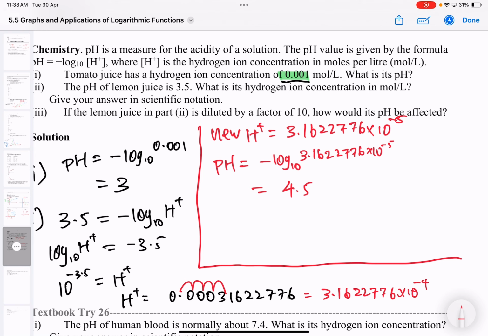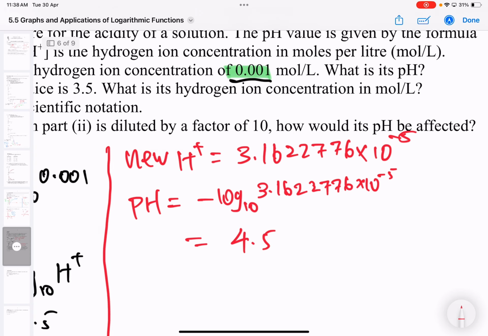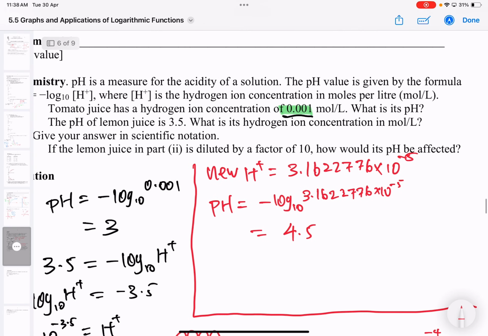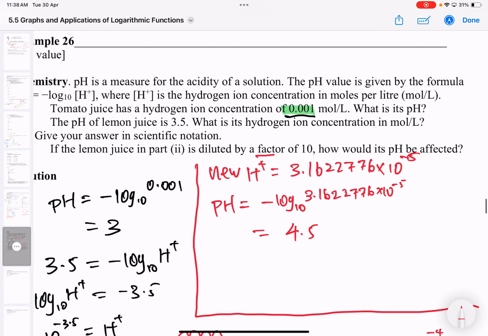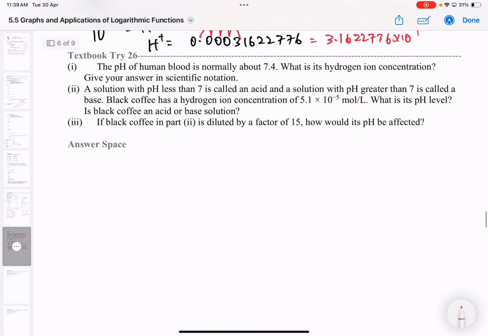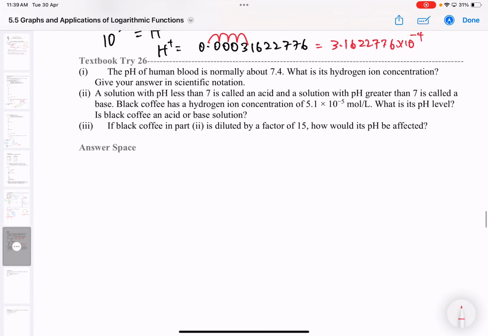Why negative 5? Okay, because we divide by 10. Good question, because the question actually says that it's diluted by a factor of 10. So dilution means it's reduced by a factor of 10. Factor means divide by 10. Okay, can you try the next one by yourself?